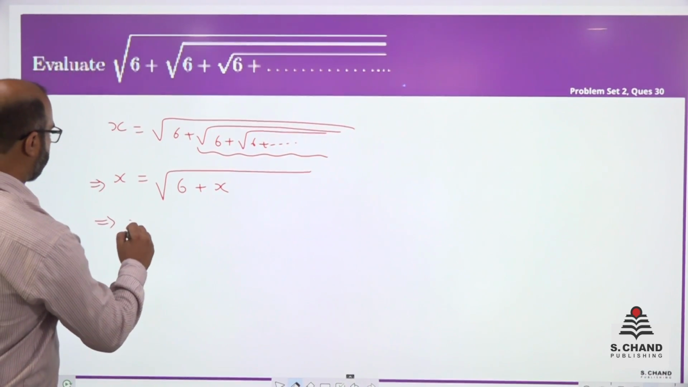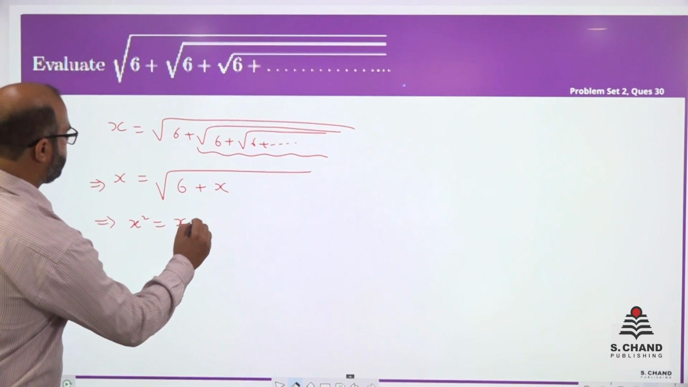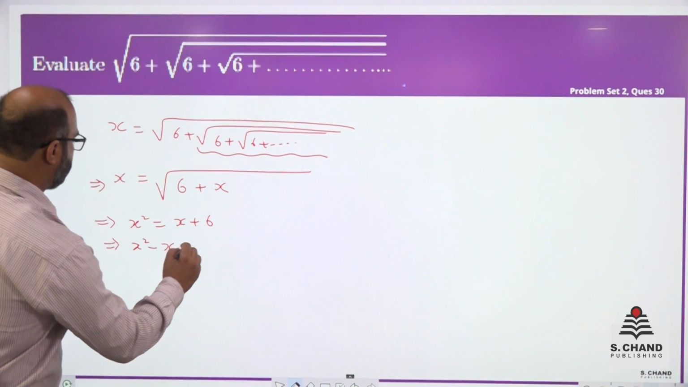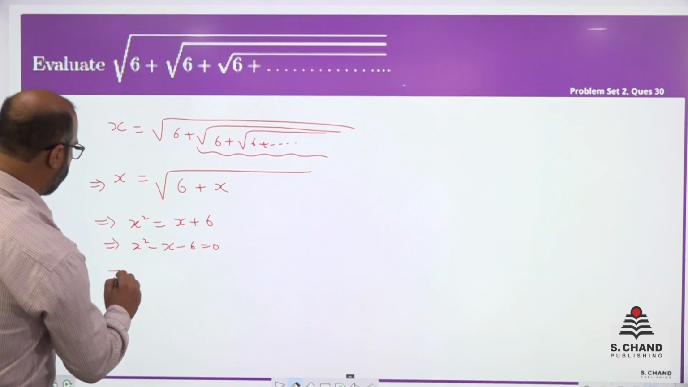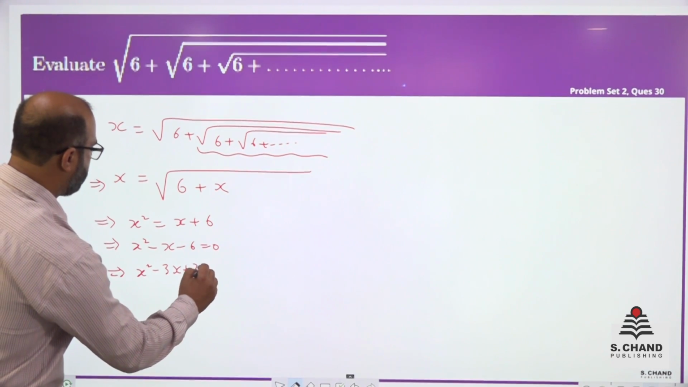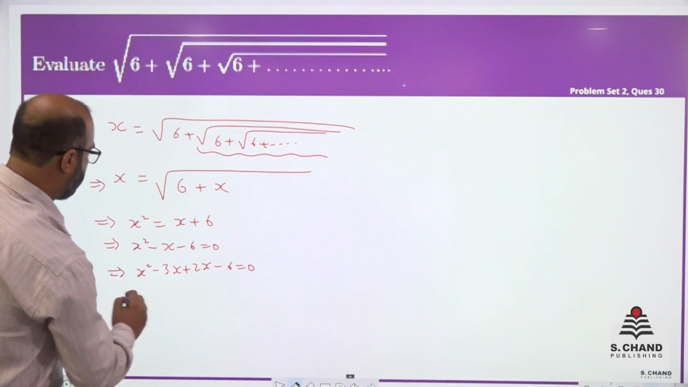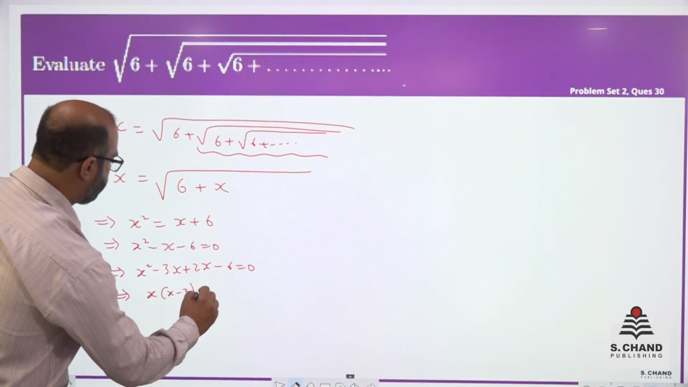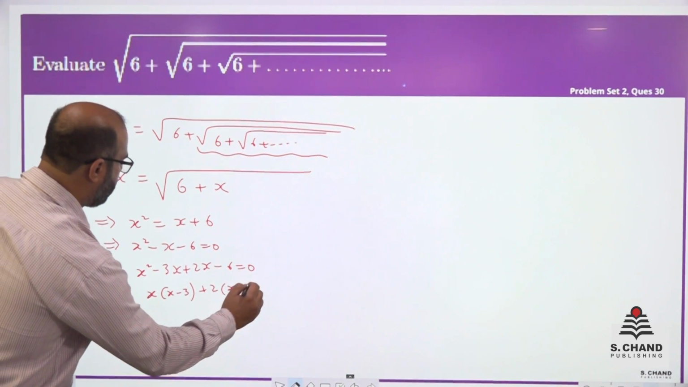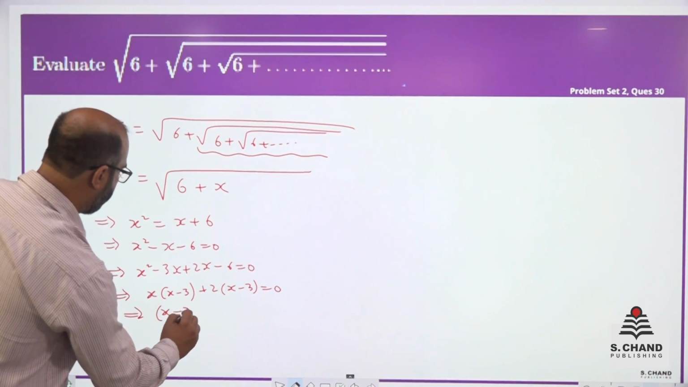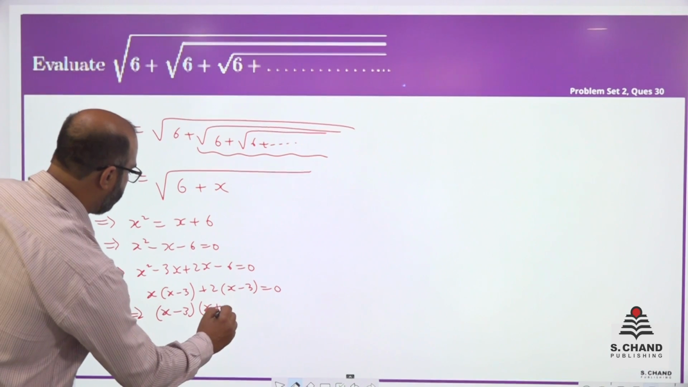So, x is equal to root over 6 plus x, this whole thing is still x. This is actually x square is equal to x plus 6. So, this will become x square minus x minus 6 is equal to 0. So, this will become x square minus 3x plus 2x minus 6 equal to 0. So, this will give you x into x minus 3 plus 2 into x minus 3 is equal to 0. From here you will get x minus 3 common, into x plus 2 is equal to 0.